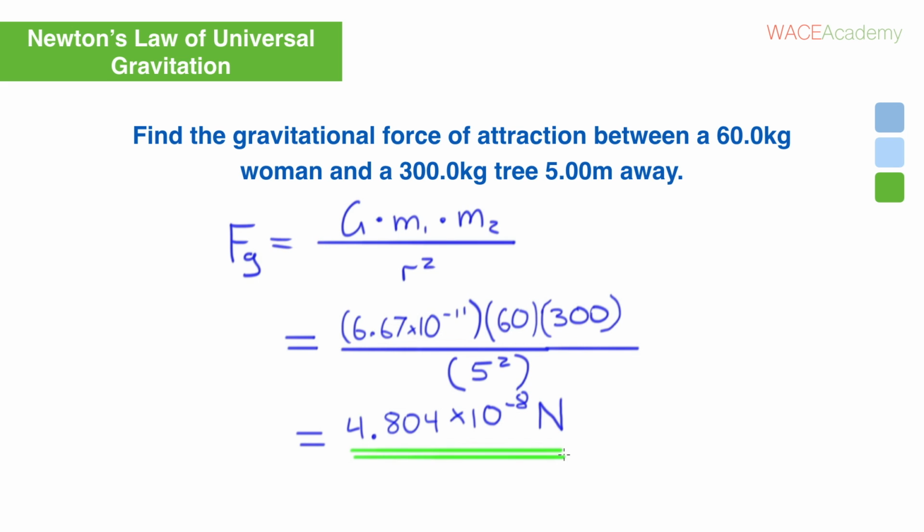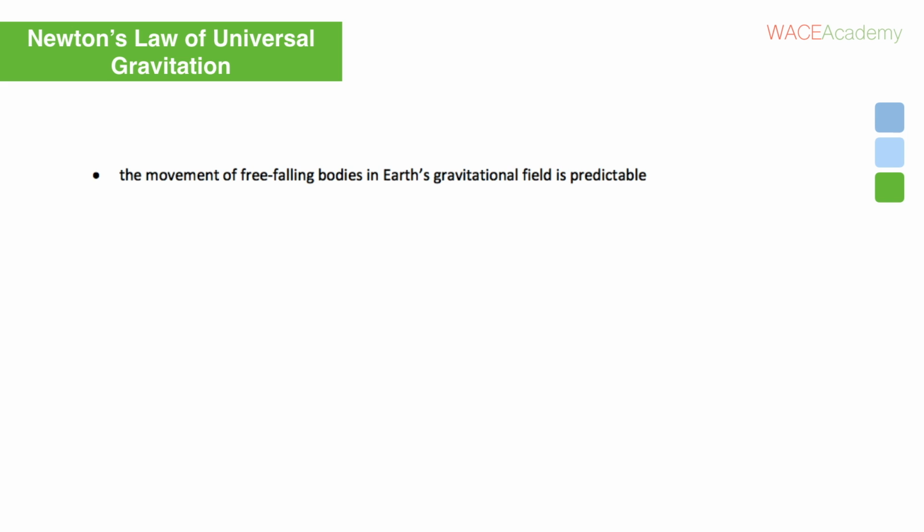We've nearly come to the end of the lesson, and we're actually going to finish with the first syllabus point. The movement of free-falling bodies in Earth's gravitational field is predictable. Let's break it down first before we do anything else. So the main ideas here are free-falling and predictable, obviously apart from gravitational field too.